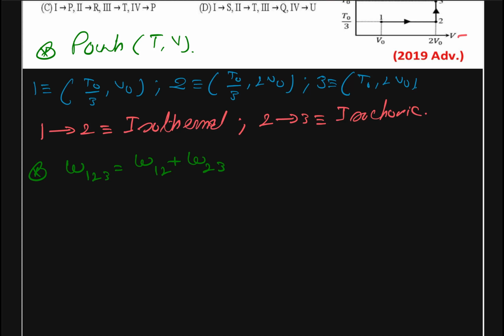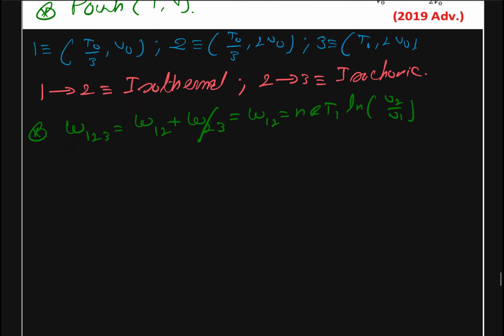2 and 3 is our isochoric, so this work done will be 0. This will equal to work done because of 1 to 2. And the process is our isothermal. Therefore, we can write this as nRT1 natural log of V2 by V1, and number of moles are given to as 1.